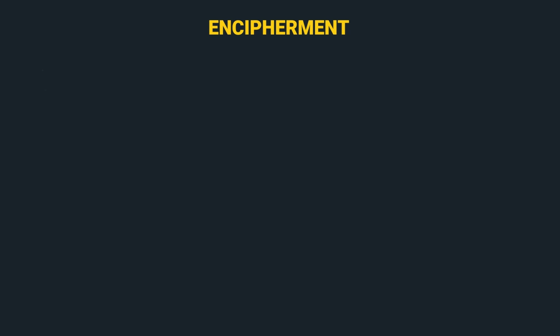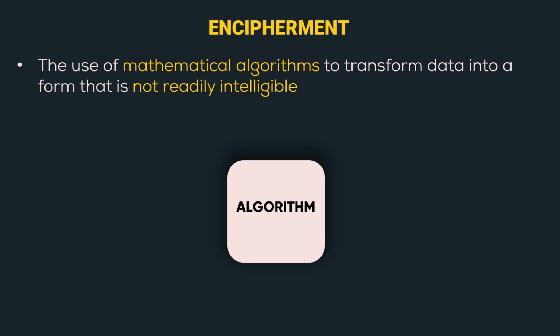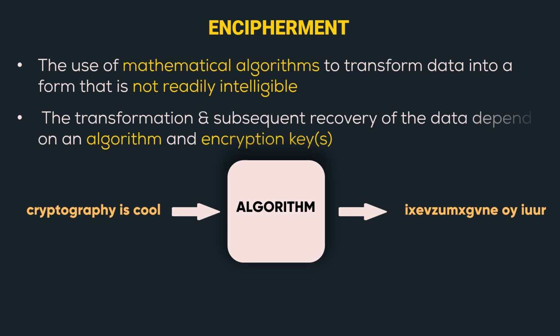Encipherment is the use of mathematical algorithms to transform data into a form that is not readily intelligible. Here, not readily intelligible means that it is not understandable to a normal person. So in encipherment, we use a suitable algorithm which takes plain text as input and gives us ciphertext as output. Here, the transformation and subsequent recovery of the data depends on an algorithm and encryption keys.